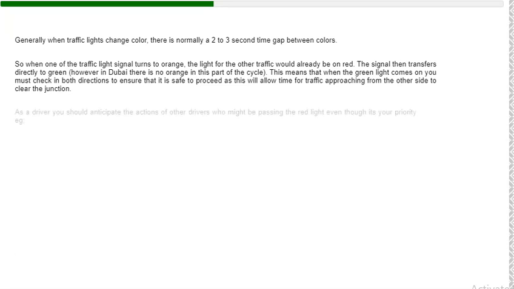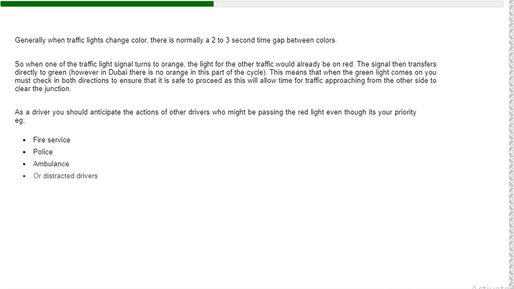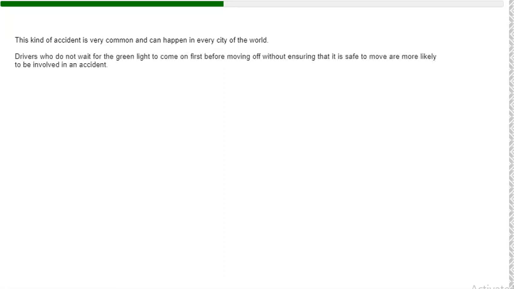As a driver, you should anticipate the actions of other drivers who might be passing the red light even though it's your priority, e.g. fire service, police, ambulance, or distracted drivers. This kind of accident is very common and can happen in every city of the world. Drivers who do not wait for the green light to come on first before moving off without ensuring that it is safe to move are more likely to be involved in an accident.